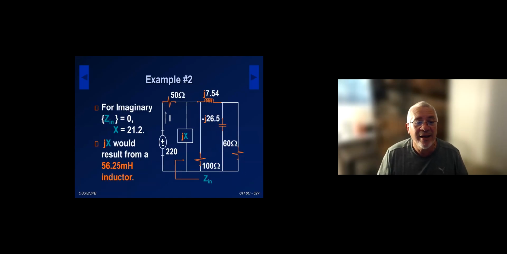And if I do that, again, the imaginary part of Z in is 0, I can solve, and that gives me X equal 21.2. Okay, so this will be an inductor given the radial frequency of 377. I can calculate the inductance that would give me such an impedance. That would be a 56.25 millihenry inductor. Okay. If I add that across, I'm going to have an impedance that's real. All right. So I just wanted to show you that, and that's going to give me a power factor of 1 because the current is going to be in phase with the voltage.